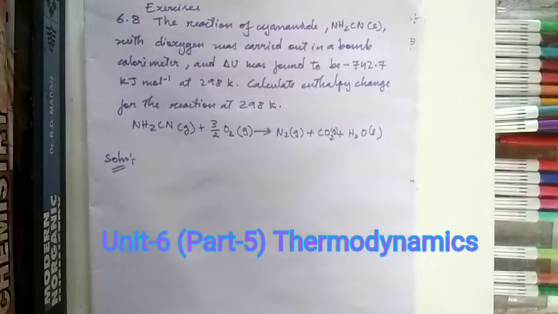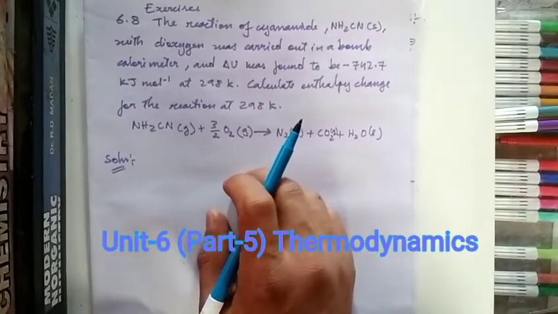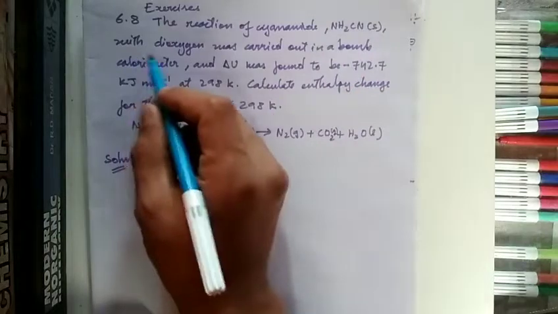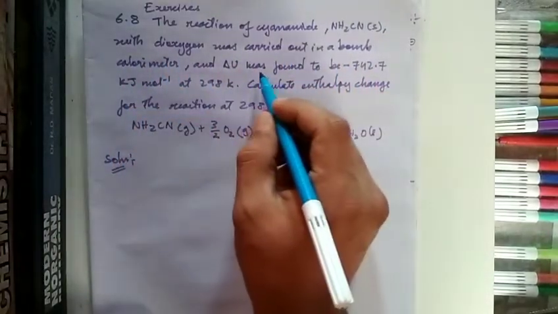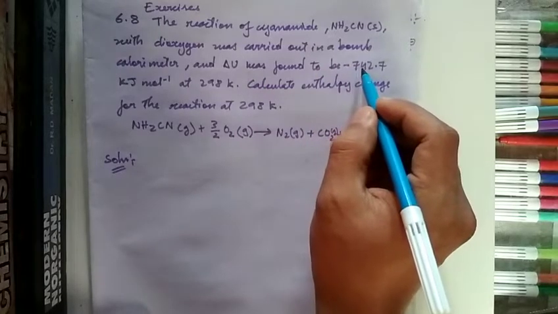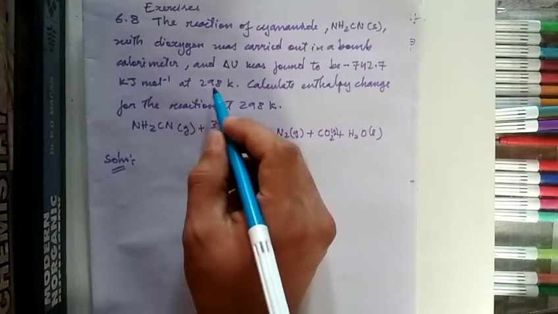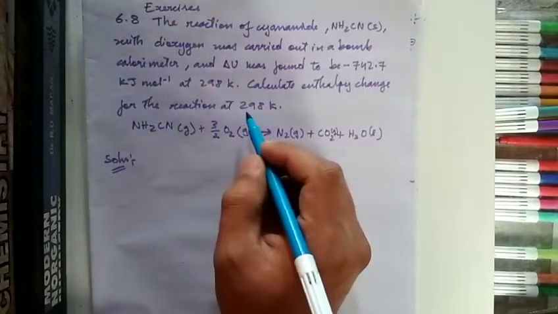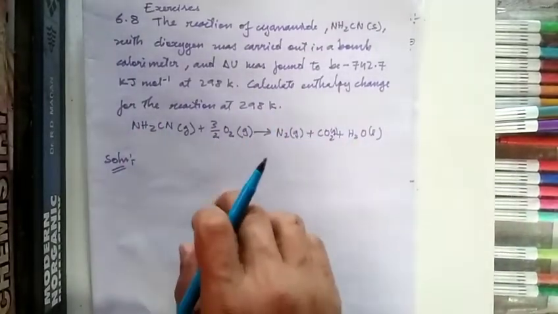Let's discuss one numerical problem from exercise 6.8. The reaction of ceramide with dioxygen was carried out in a bomb calorimeter, and delta U was found to be minus 742.7 kJ per mole at 298 Kelvin. Calculate the enthalpy change for the reaction at 298 Kelvin. The reaction is given here.